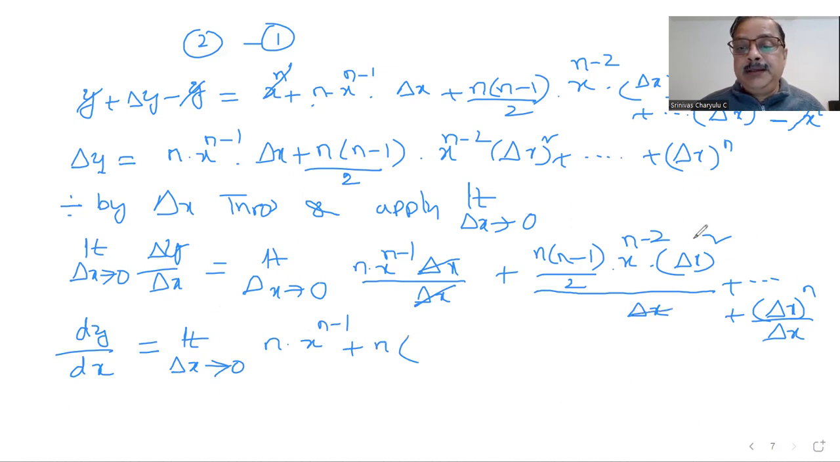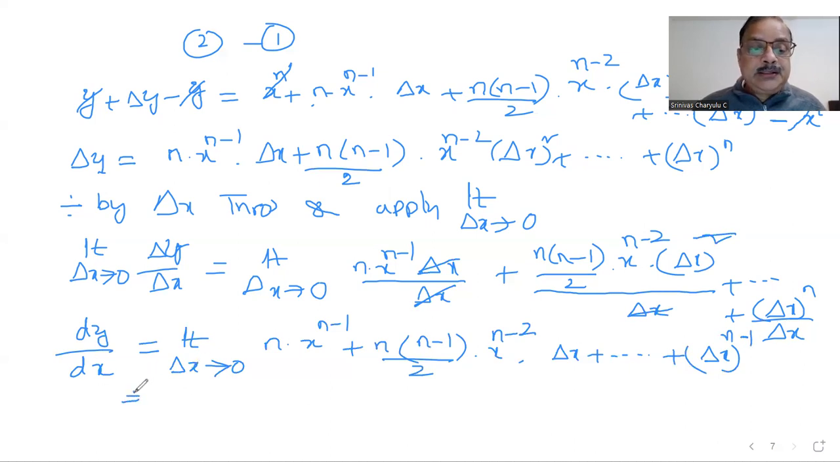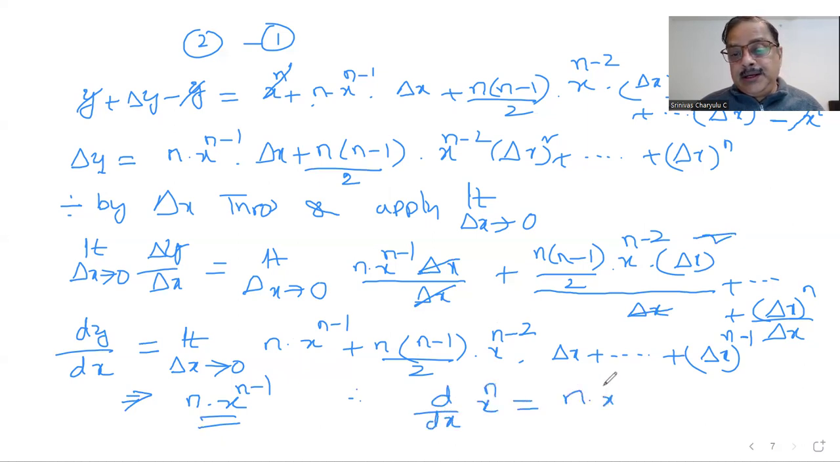This delta x will go one time here, n into n minus 1 by 2 x to the power of n minus 2 into delta x dot dot dot. In all terms delta x will be there. Last term is delta x whole to the power of n minus 1, you can write down. So if you apply delta x 0 here, except the first term, rest all terms become 0 because everywhere delta x is present. So in the place of delta x, if you write 0, this vanishes, this vanishes. So you will be getting only n into x to the power of n minus 1. So therefore, d by dx of x to the power of n is equal to n into x to the power of n minus 1.